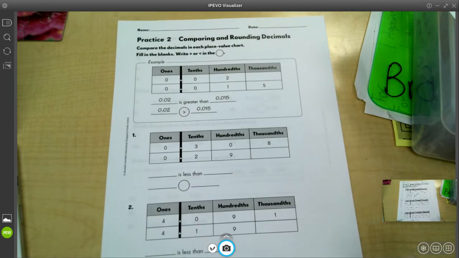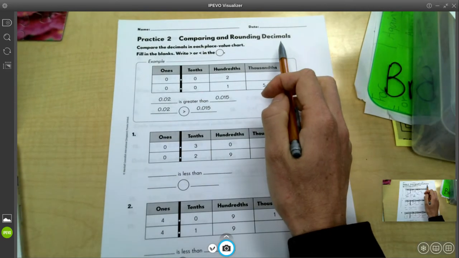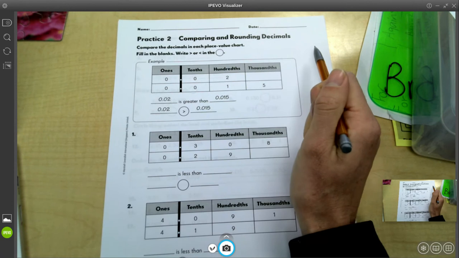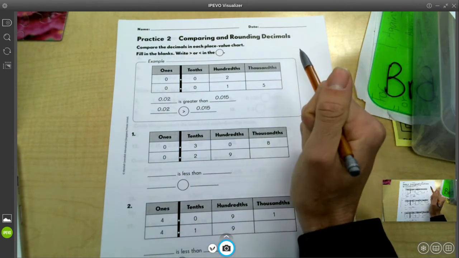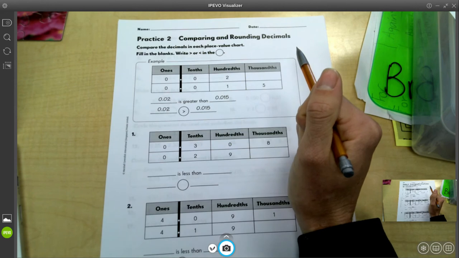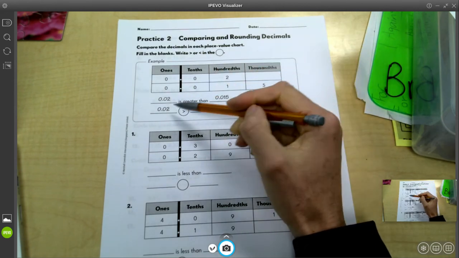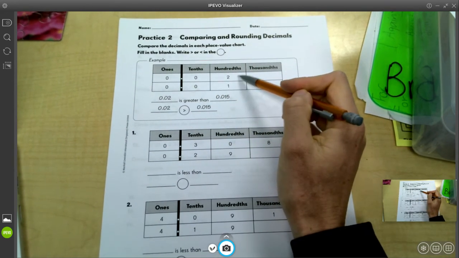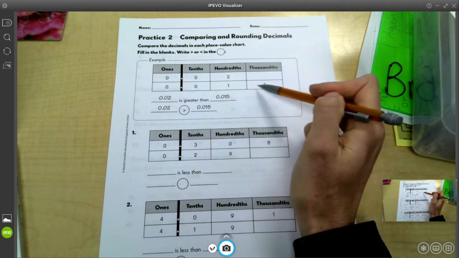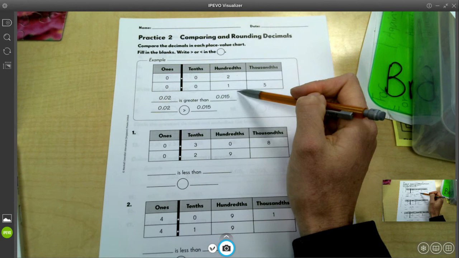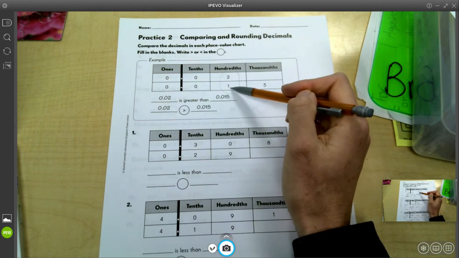All right, practice 2, we're comparing and rounding decimals. We're taking a look at two numbers and telling which one is greater or less than, and rounding to the nearest 10th, 100th, or 1,000th here. And here's our example. We have 200ths and 15 thousandths, and we know that 200ths is greater than 15 thousandths because here we have 2 versus 1.